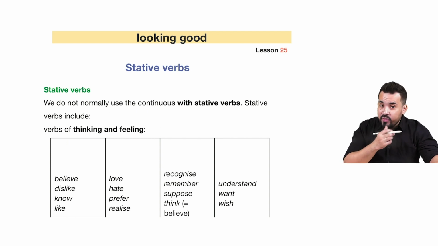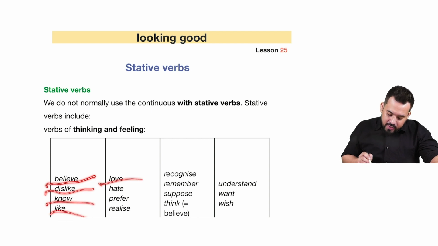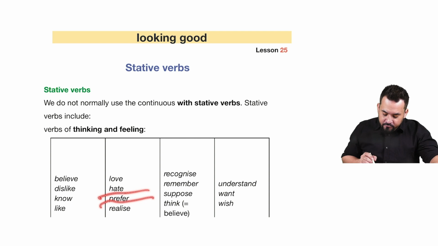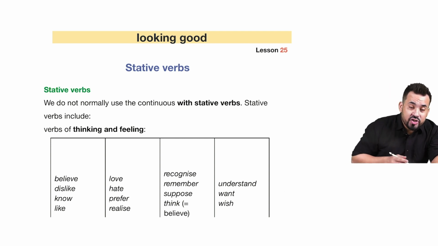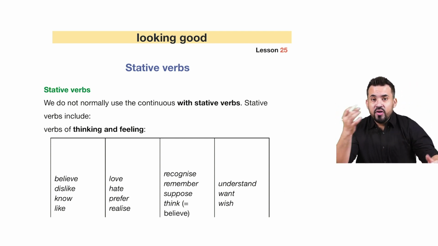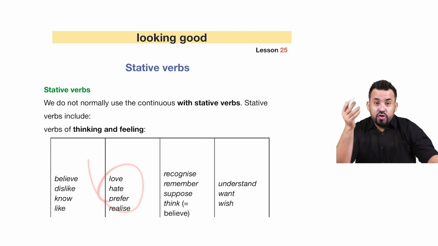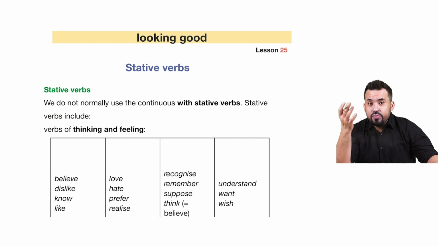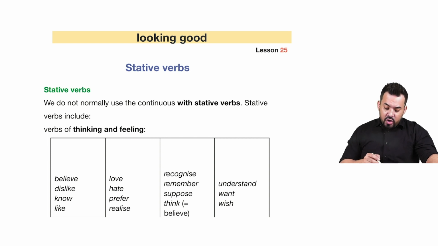So let's take a look at some of the most popular ones. Believe, dislike, know, like, love, hate, prefer, realize, recognize, remember, suppose, think, understand, want, wish. Normally those verbs don't come in the ing form. Let's take the verb hate. You say I hate you, you don't say I'm hating you. You say I want this, you don't say I'm wanting this. You say I believe you, we don't say I am believing you.